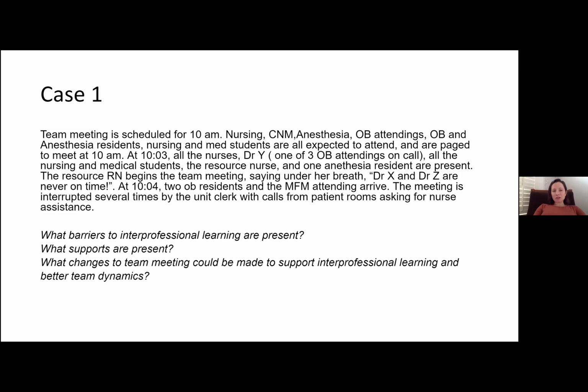But I do think some of the things they're doing well is who they're including. So it is a multidisciplinary meeting, which is really important to effective patient care.